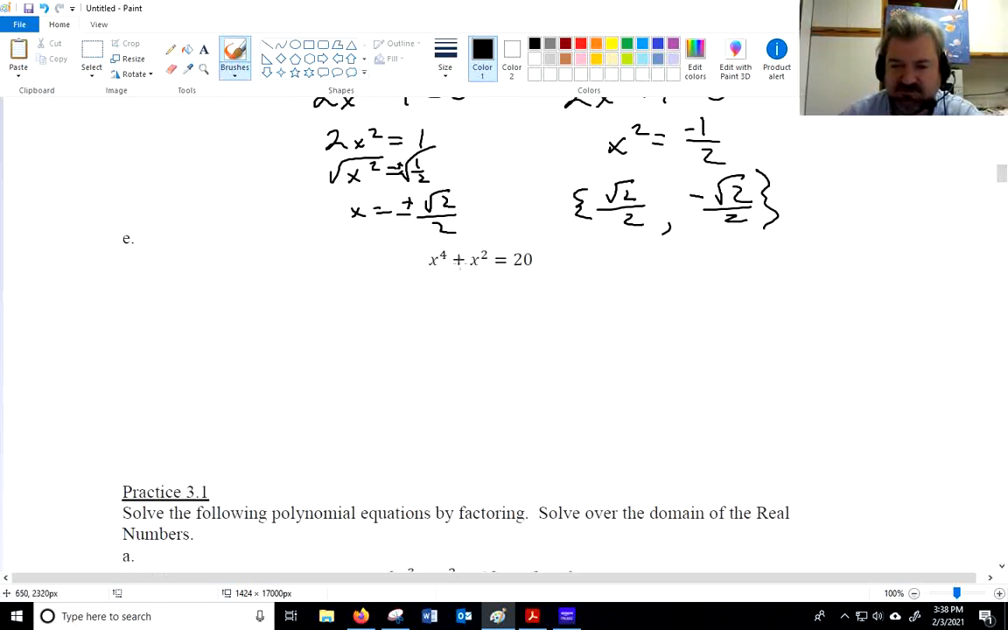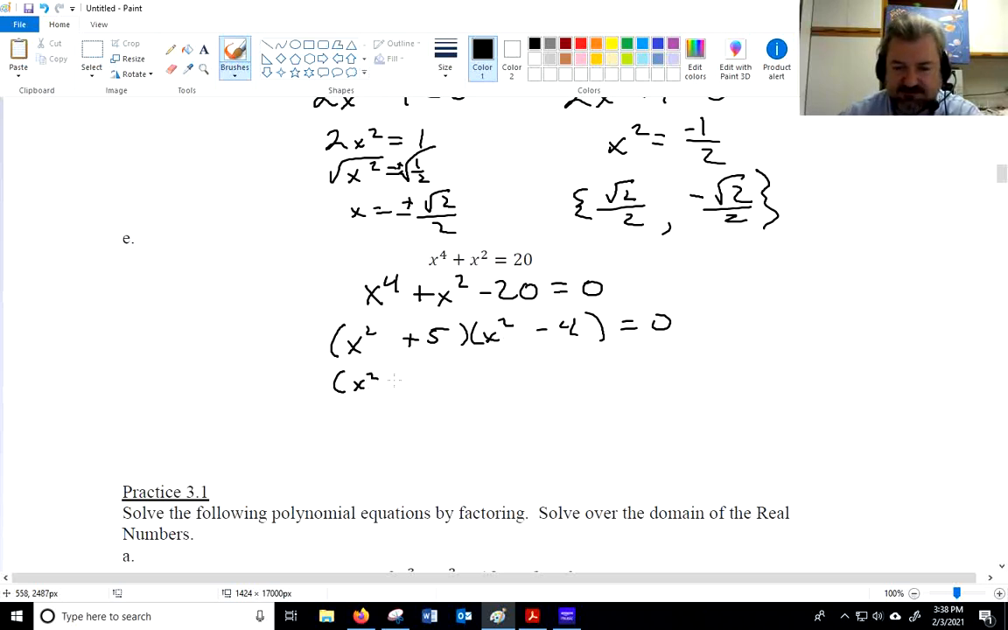Don't be tempted to try and factor this. You've got to get it set equal to 0 first, or it doesn't do you any good. Now that I've got it equal to 0, this is quadratic form. We can factor this. It'll be x squared times x squared is x to the 4th, and then something that multiplies to 20 and subtracts to 1 are 5 and 4. So plus 5 and minus 4. Can't do anything with the x squared plus 5 because that's a sum and that's not a perfect square anyway.